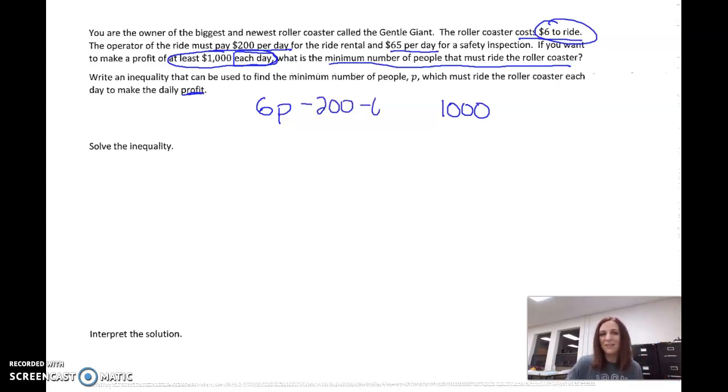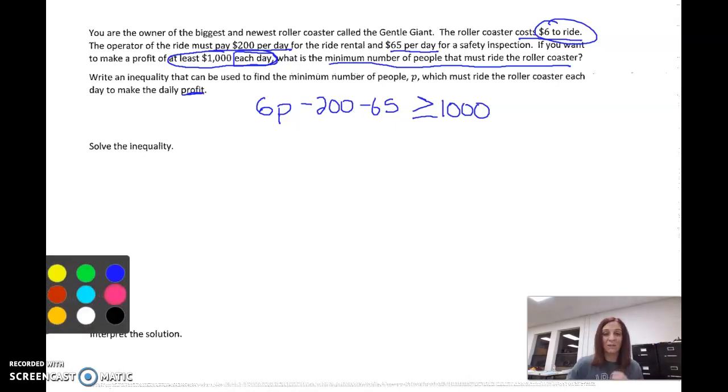Awesome. Except I have to pay that $200 that day. And I have to pay that $65 that day. Again, it's per day, right? And we're only worried each day. This right here has to be at least $1,000. So, can it be more than 1,000? Do I want to make more than 1,000? Yeah. So we're going to say it's greater than 1,000. Now, can it be equal to 1,000 if we want to make at least $1,000? Would I be happy with 1,000? Yes. So I need this to be greater than or equal to 1,000.